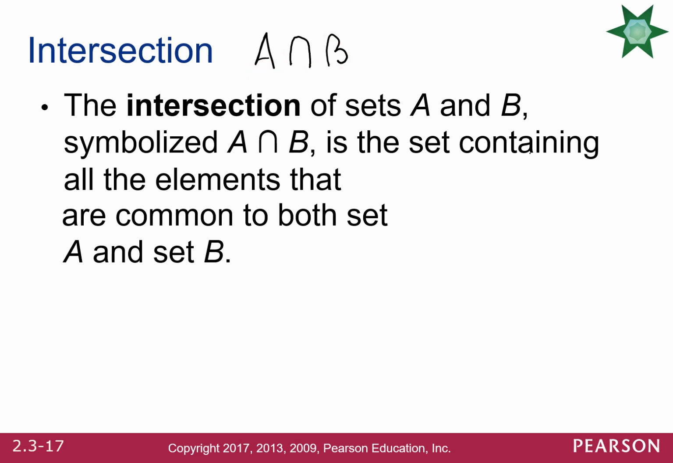Or we can write the same thing in this notation as well, A and B. All right, it means the intersection. That means elements common to A and B. All right, so the intersection of sets A and B, symbolized A intersection B, is the set containing all the elements that are common to both set A and set B.